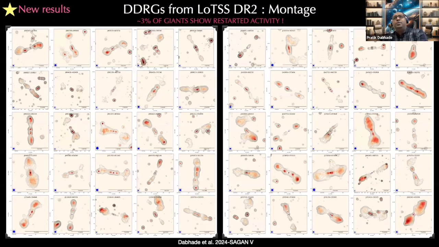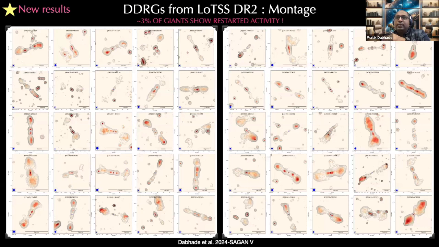So to test this hypothesis, whether they are simply restarted, or regularly restarted, we took a sample of giants and tried to check how many of them show signs of restarted activity in terms of morphology, like DDRG, double double radio galaxies. And that's the fifth part of the Sagan project. And we found that that fraction is not large. It's around 3%. And we didn't know this prior.